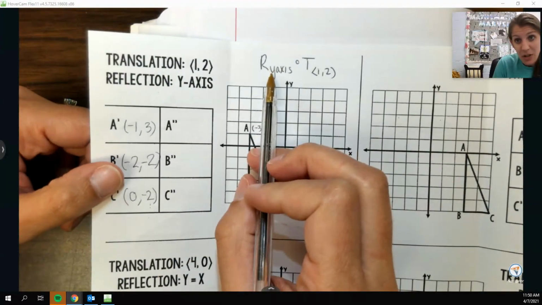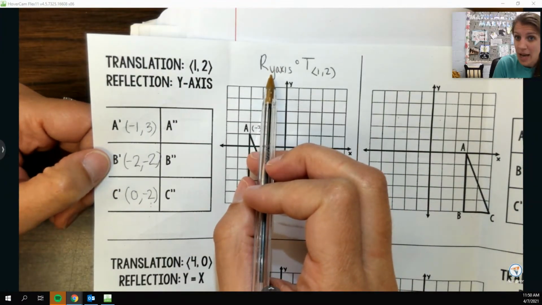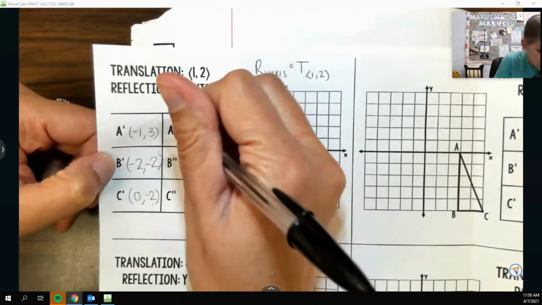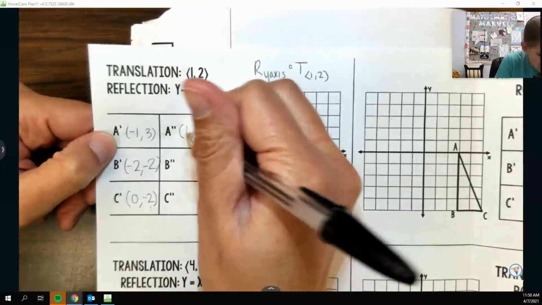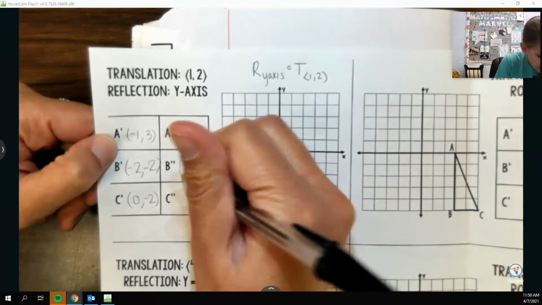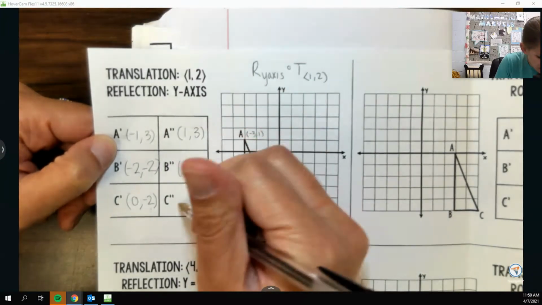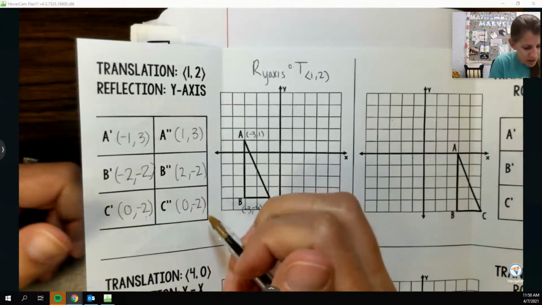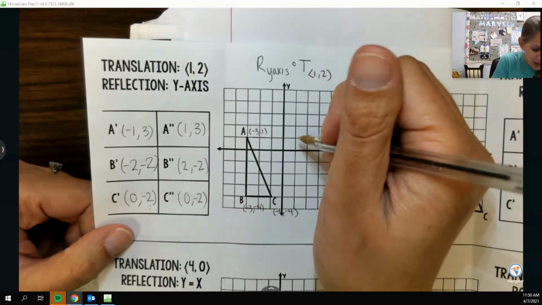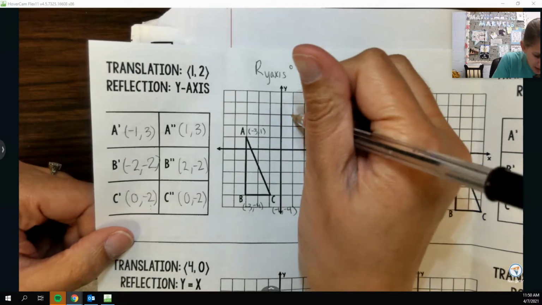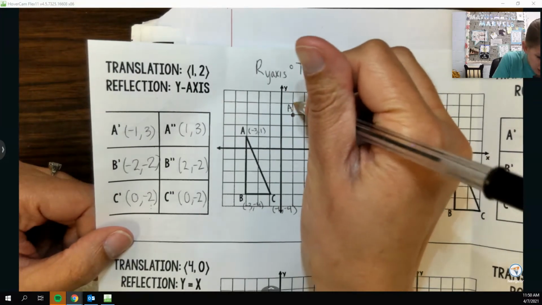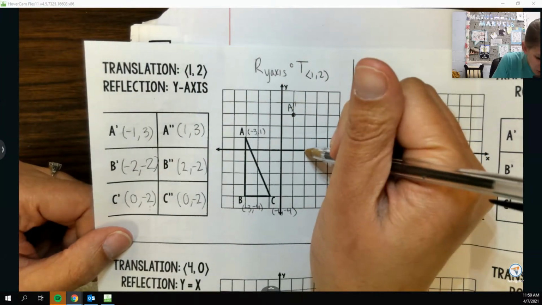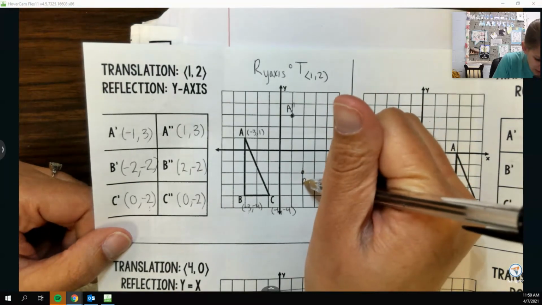Then I need to do the reflection over the y-axis, and when I reflect over y, I change x. So looking at my priming points, I'm just going to change the x sign. Oop, I can't on 0. And then I'm going to go plot these final points. So 1, 3 is my A double prime. 2, -2 is my B double prime.